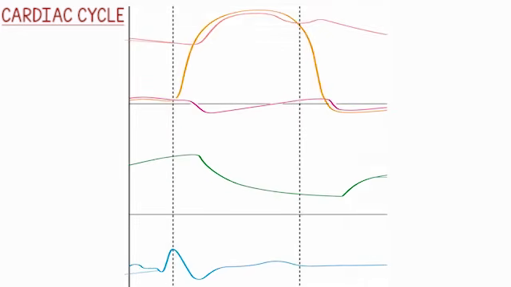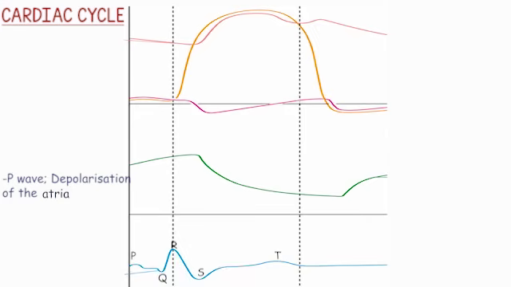Now I'll start with the electrocardiogram or the ECG, which is at the bottom of the curve, and as I already said, this shows the electrical activity of the heart. So first on our ECG is the P wave, and this represents the depolarization of the atria, which causes the atria to contract during atrial systole.